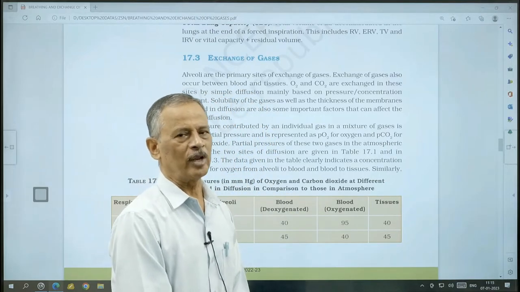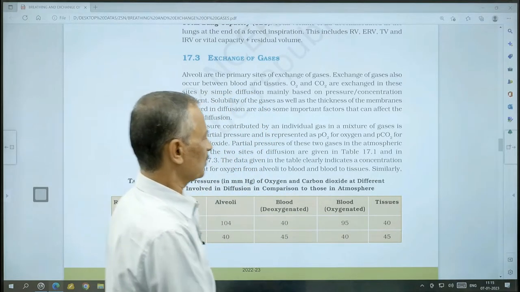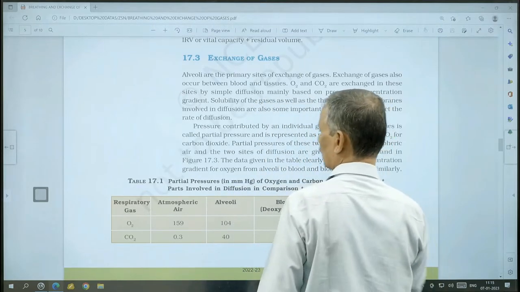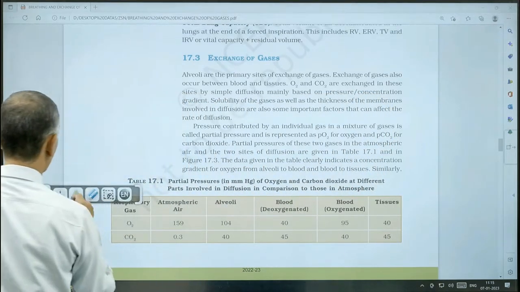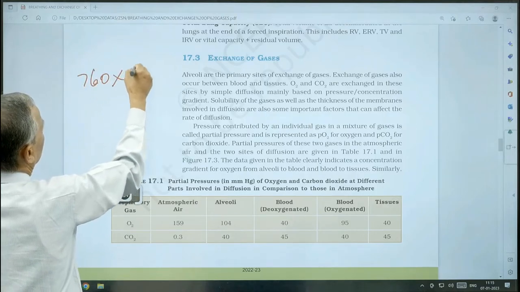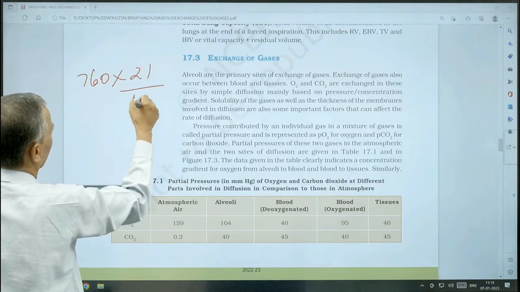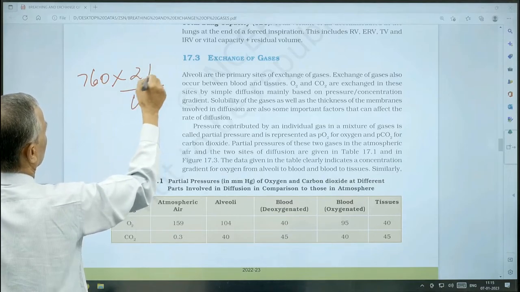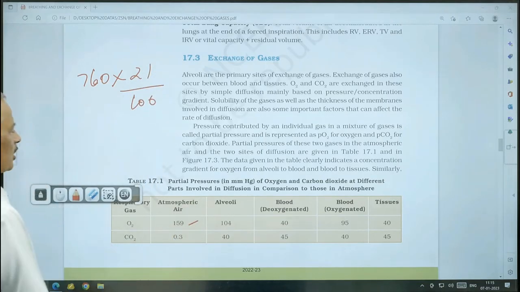How do you calculate partial pressure? What is the percentage? For example, we have 760 as the pressure. You take 760 times 21 by 100. That is the 21%. You will get the partial pressure, 159.